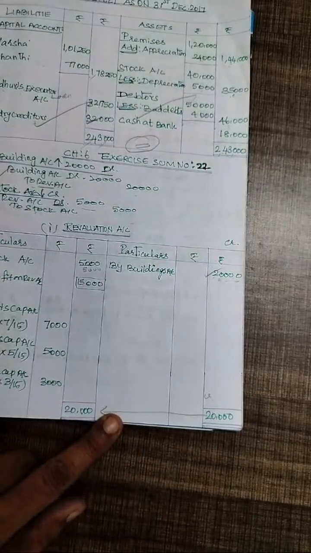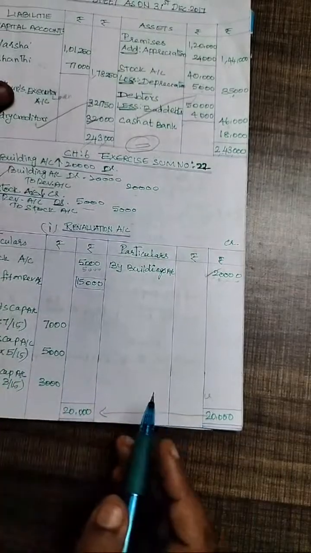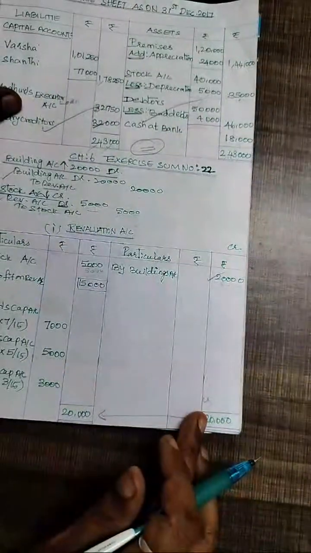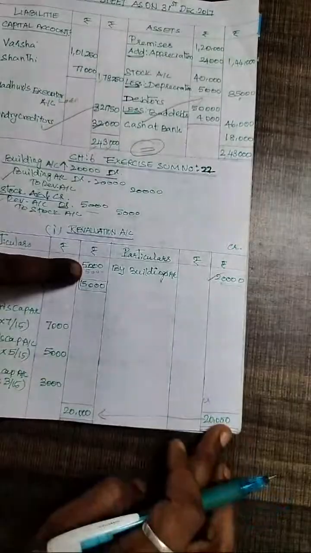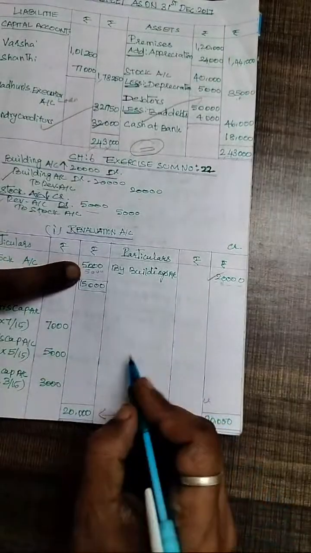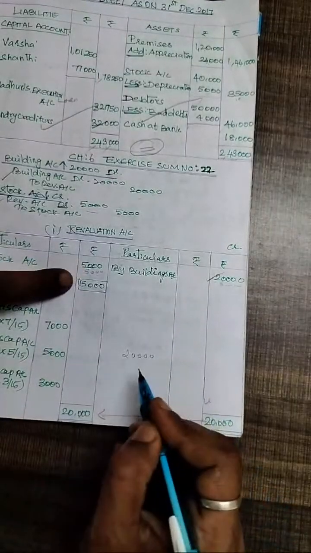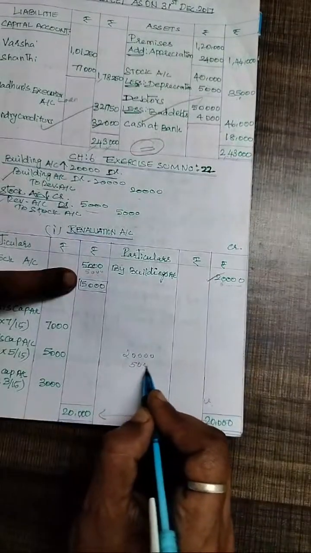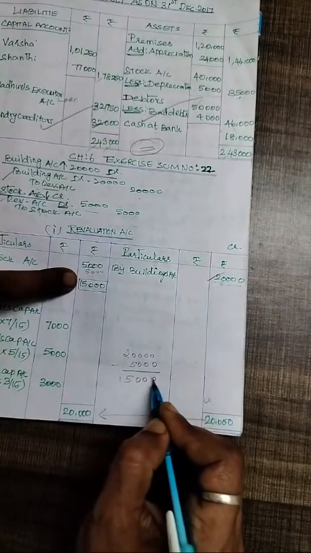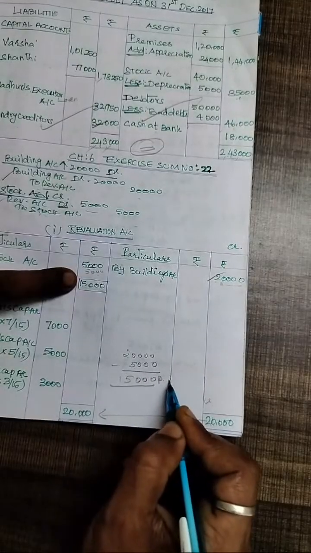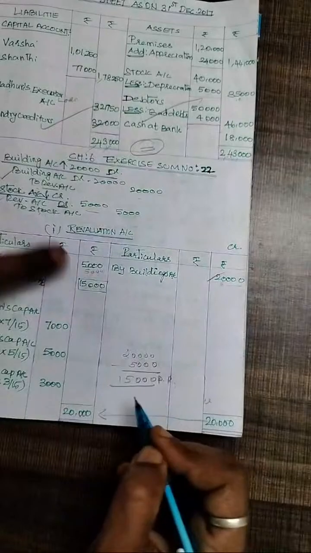Okay, balancing figure on debtor side. Accordingly, we find out the balancing figure. How can you find out the balancing figure? We have to subtract the debit side total from credit side total. The credit side total we have is 20,000 rupees. What is the debit side total? 5,000 rupees. Now we have to subtract it. After subtracting, we have 15,000 rupees. That 15,000 rupees is considered as profit on revaluation account.